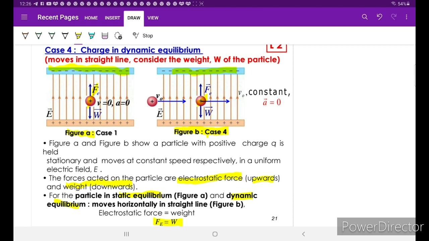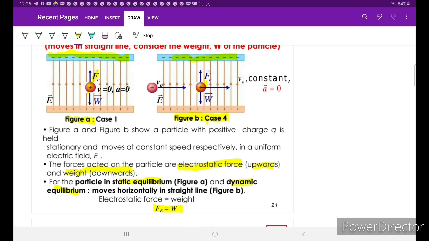So, if the charge doesn't move like figure A, it means that the force acting on that charge is only electric force, which is equal to weight W. Same for figure B, the charge moves horizontally, so that means the electrostatic force has the same magnitude as the weight, which is directed downward.